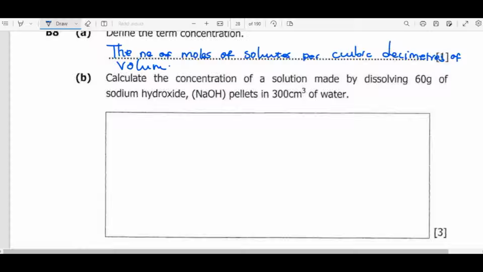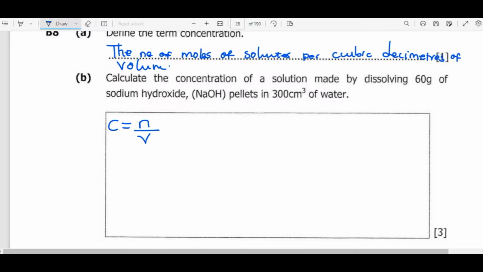Then question B, calculate the concentration of the solution made by dissolving 60 grams of sodium hydroxide, NaOH, in 300 cubic centimeters of water. So concentration is given by this formula. Concentration is equal to number of moles over volume.